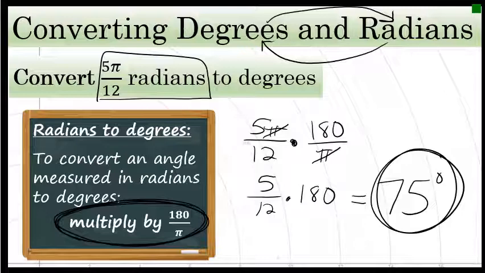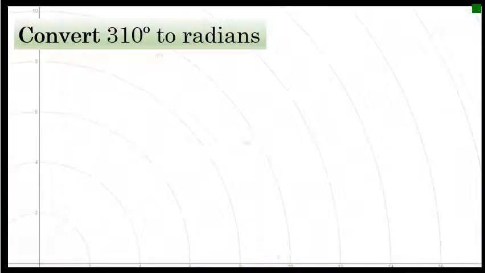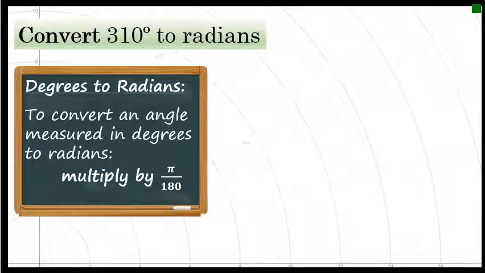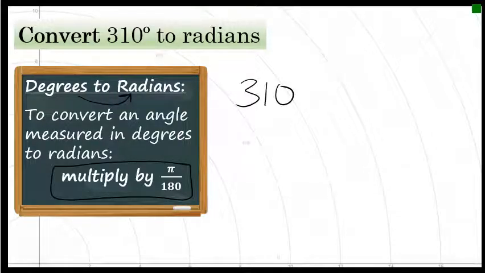Next, we'll go the other way. We'll convert an angle from degrees to radians. To convert an angle that is measured in degrees, such as 310 degrees, to radians, we're going to use a formula that is actually the reciprocal of the one that we just discussed. To convert from degrees to radians, you multiply the angle measured in degrees by pi over 180. So, to convert 310 degrees to radians, I'll multiply that 310 by pi over 180.